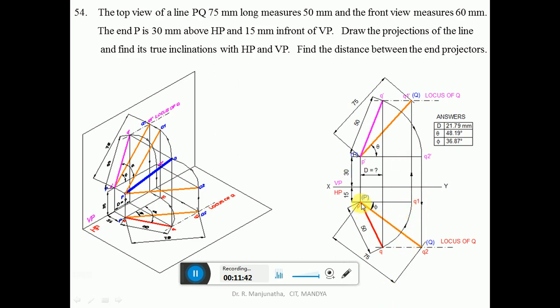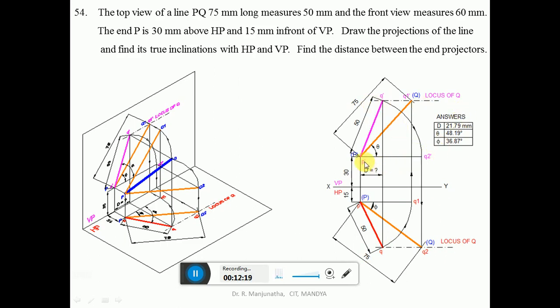Then with P as center, take the true length of the line, which is equal to 75 mm, and cut an arc on this vertical projector, so that you get this point in the top view, which is Q2. Since the line is parallel to HP, you get capital P and capital Q. Draw a join between P and Q2 thicker than the projector line. Here draw a horizontal dash dot line, which is the locus of Q, and mark it as the locus of Q. So now we have the true length, and we have the locus of Q in the top view and also the locus of Q in the front view.